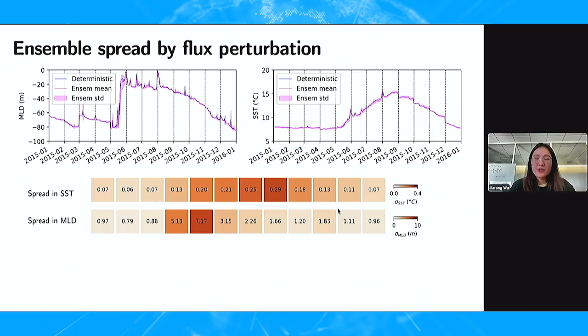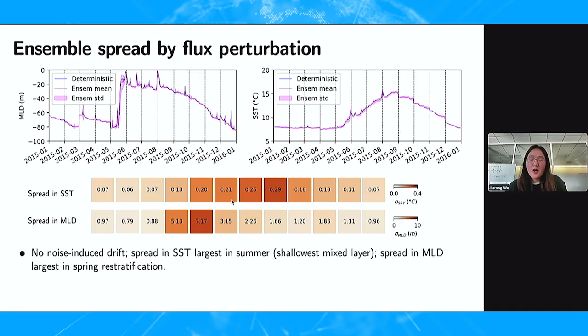And if we visualize the spread in color across different months, we see that the largest spread in SST is observed in the summer, where there's the shallowest mixed layer. This kind of makes sense. You have less of a buffer for perturbation of heat fluxes when the mixed layer is shallow.